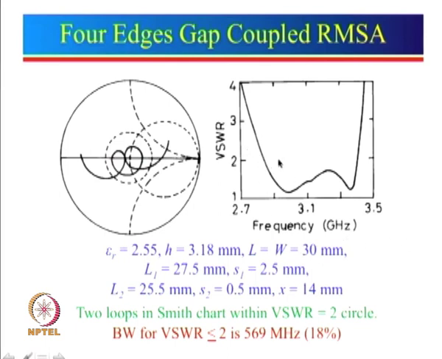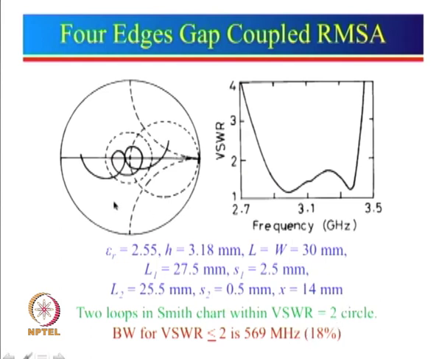If we draw a line from here, we can see the VSWR less than 2 bandwidth, which we can see here is about 569 megahertz, that is close to 18%, and this is a much larger bandwidth. In fact, in case of radiating edges, we had got a bandwidth of roughly around 12%, and again for non-radiating edges we got around 12%. Now, we are getting about 18% bandwidth.